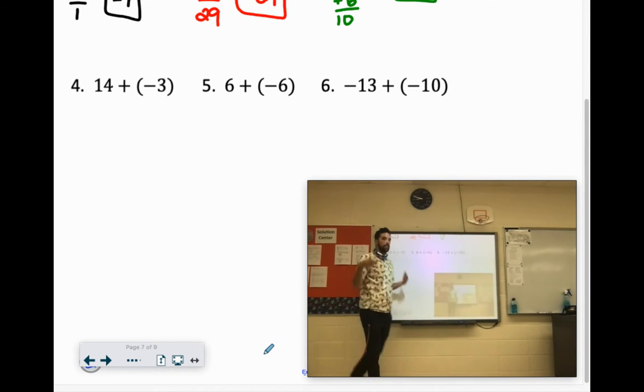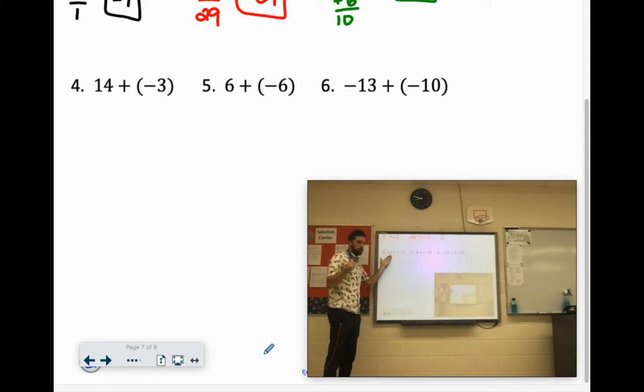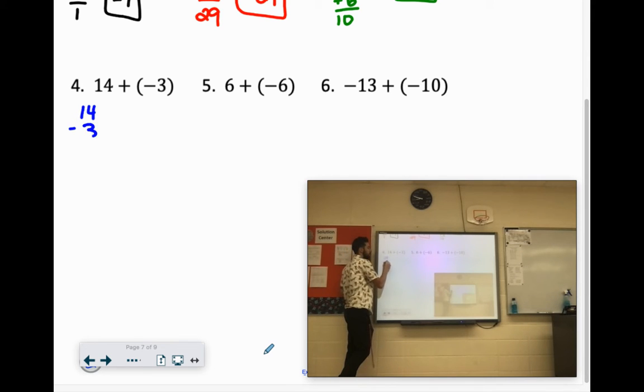14 plus negative 3. Let's try thinking of this as money. If I have $14 and I have to pay you $3, do I have enough? Yes, I do. So we could just subtract 14 minus 3. 4 minus 3 is 1. So we get 11, positive 11.